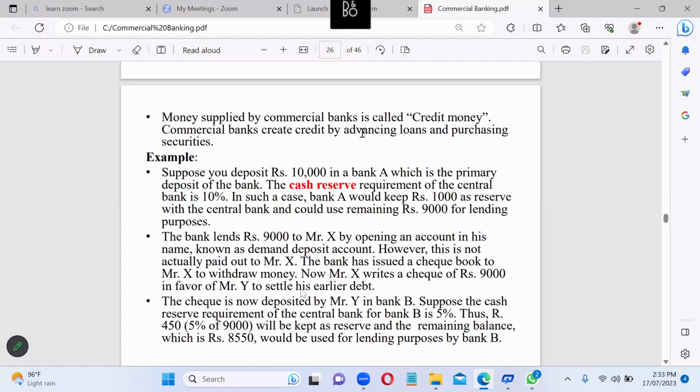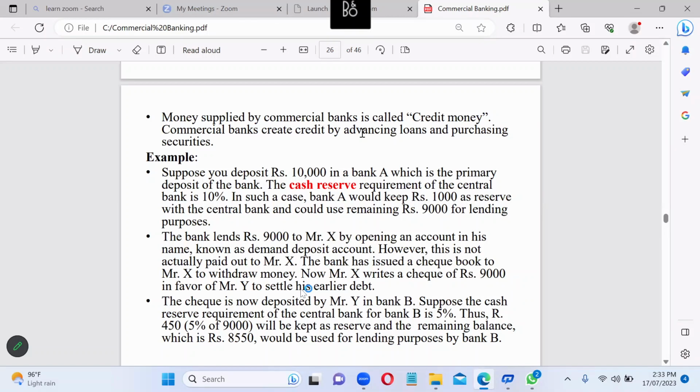So here, Mr. X goes and applies for the 9,000 loan. The bank deposits the money in his demand deposit current account. Then he writes a check from the current account and withdraws the money, and pays it to the other person, Mr. Y, to settle the earlier debt. The check is now deposited in the name of Mr. Y at bank B.